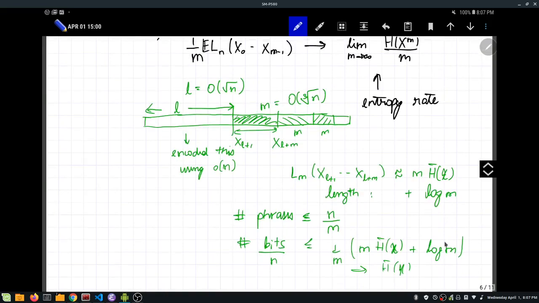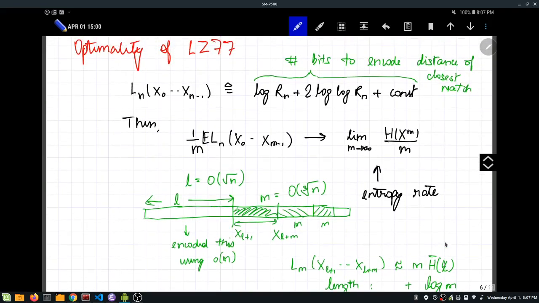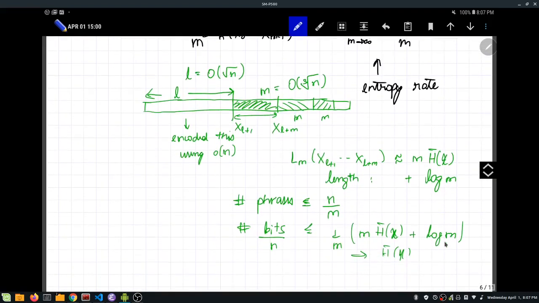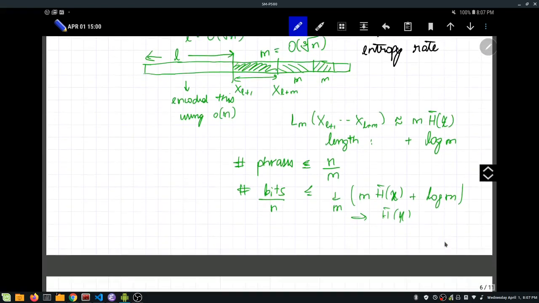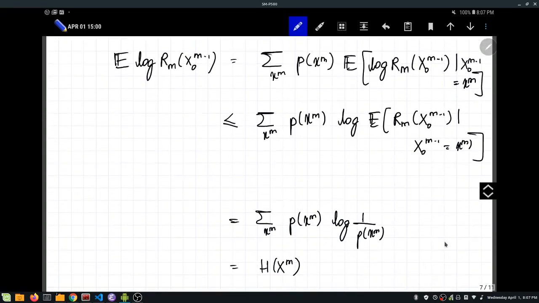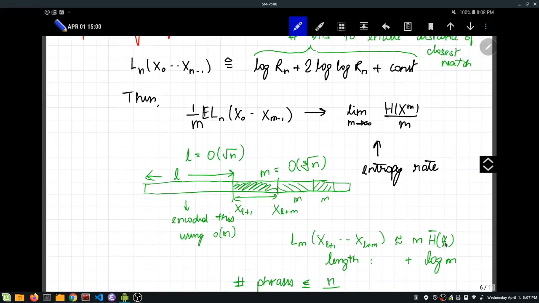So this is again a pretty rough sketch of the proof of optimality. Just go through this once again to understand it in more detail, we can discuss this in the discussion session. Okay, so in other words, the claim is that the expected number of bits that is required to encode the distance of the closest match tends to the entropy rate as the size of this block tends to infinity.